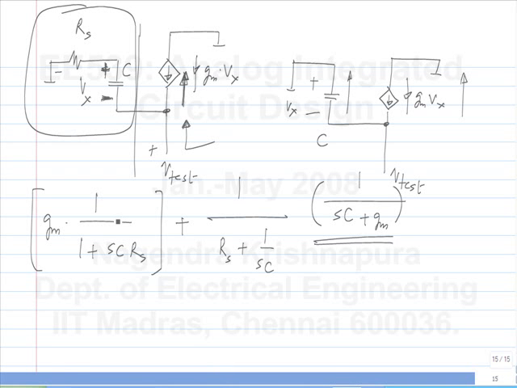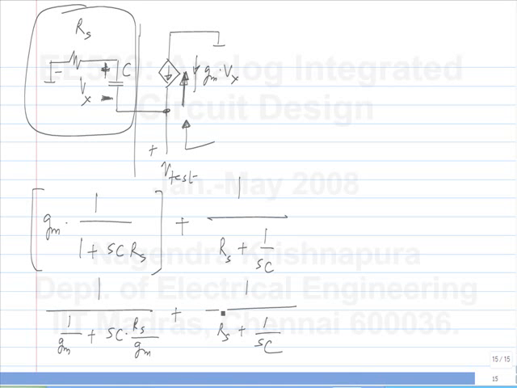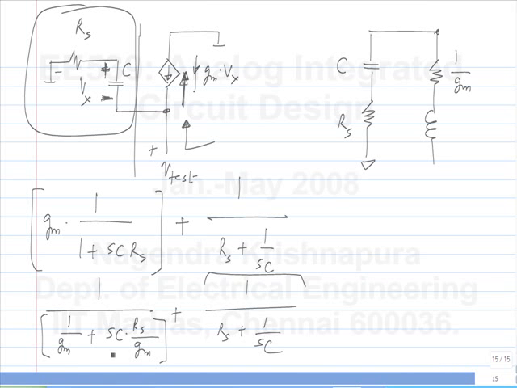Now this itself can be rewritten as 1 over 1 over Gm plus SC Rs by Gm. So it's a parallel combination of two branches, each of which is a series combination of two elements. What is this branch? This is what we know already. It is Rs and C. And what is this branch? It's a resistance of 1 over Gm in series with an impedance proportional to S. And what's the value of the inductance? C Rs by Gm.